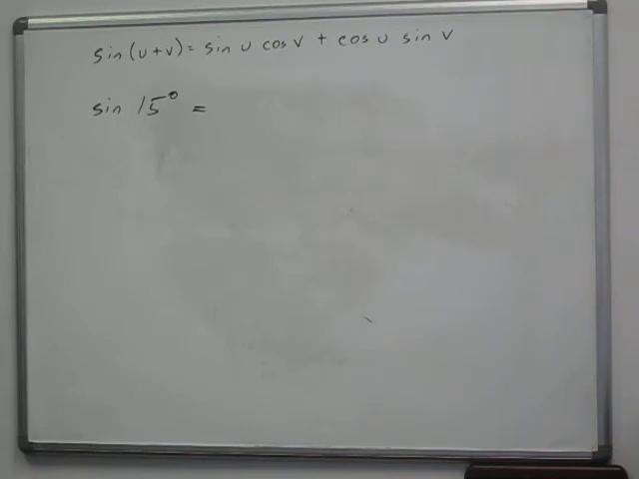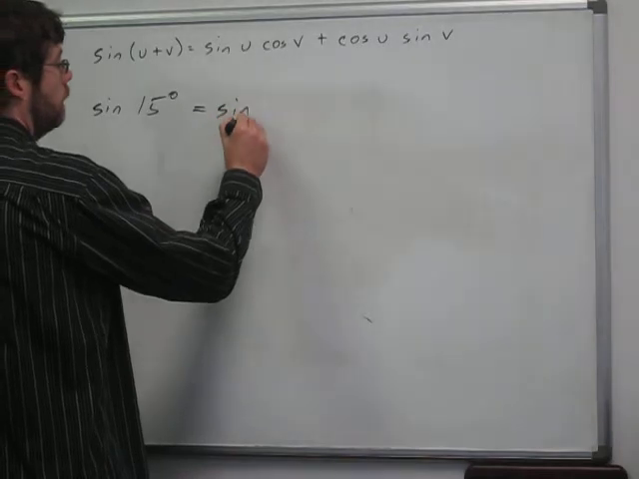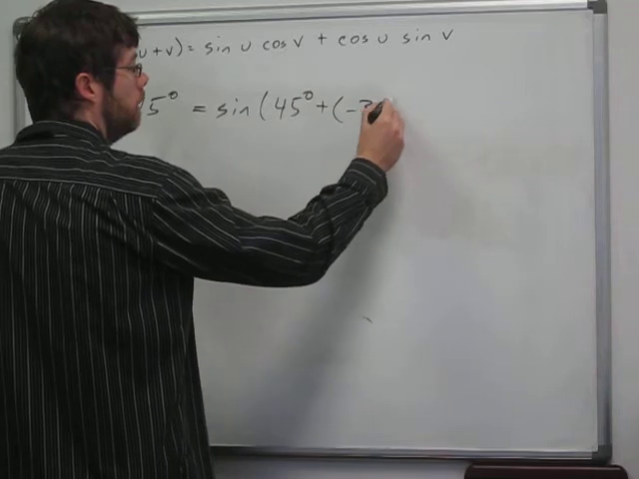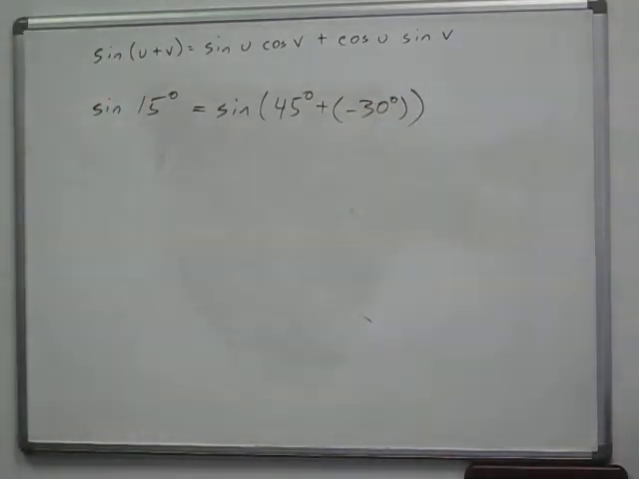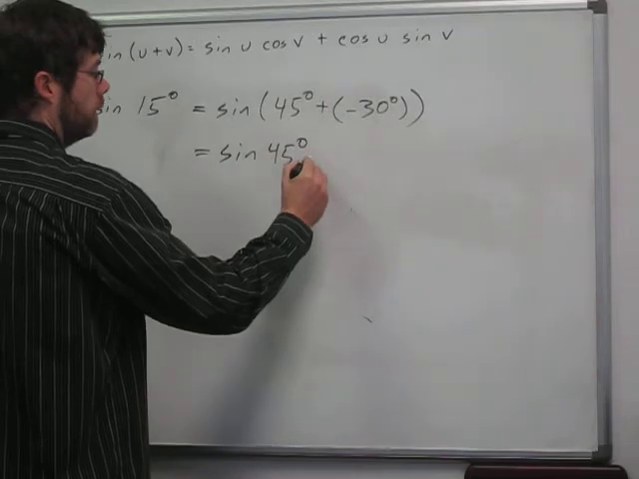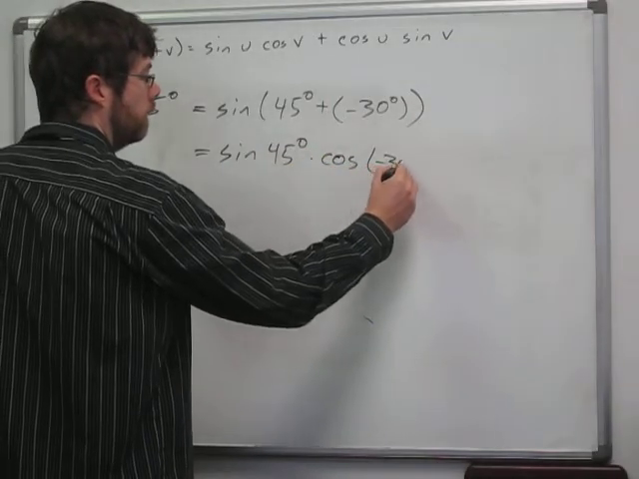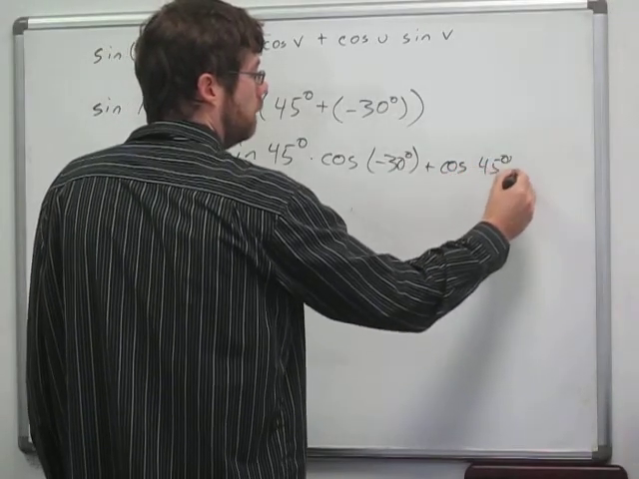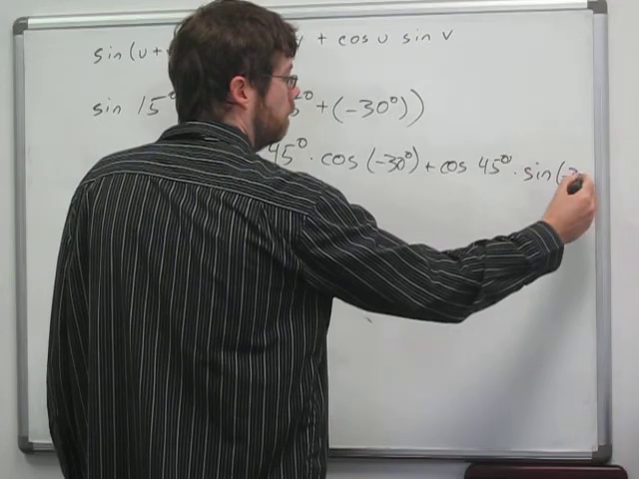Sine of 15 degrees. Well, if I'm clever with negatives, then I can write this as the sine of 45 degrees plus a negative 30 degrees. We'll tackle this in the next video using a slightly different formula, although equivalent to the one that we're using. This is the sine of 45 times the cosine of negative 30 plus the cosine of 45 times the sine of negative 30.